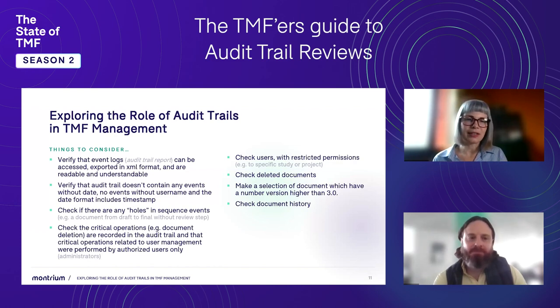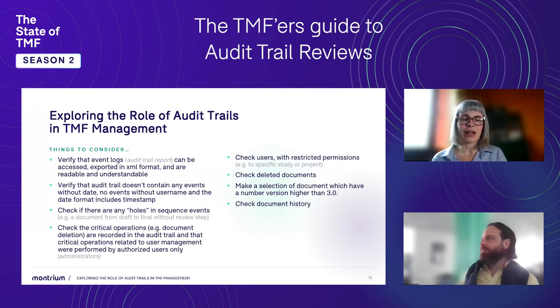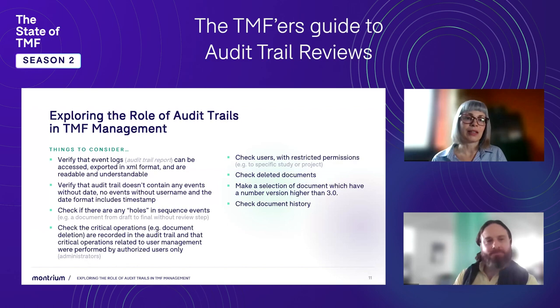To go back to the things to consider, when you check the audit trail it's very important to verify that all the events contain the date they occurred and the username of the person responsible for that particular action. It's also important to check that there are no holes in the sequence of events. Let's say I have a draft document that must go through a review process before becoming final; I have to verify that the review step occurred. Check any critical operation, as I told you before, such as deleting a document, which can attract the attention of an inspector or an auditor. So it's important to understand who performed that deletion, whether it was someone with the right permission, and whether there is a justification for that deletion.